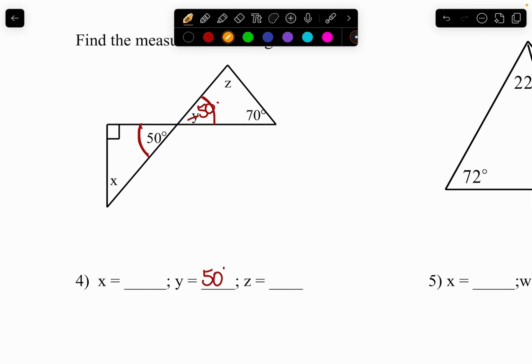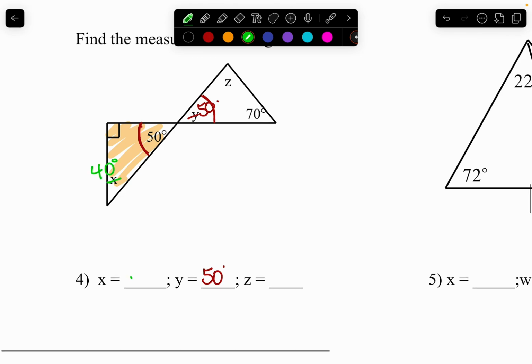I also know that over here I have a triangle, and so that bottom angle x is just part of that 180 degrees, so 180 minus 90 minus 50 will get me 40. So this angle down here, angle x, is going to be 40 degrees. And then the same thing can be true about angle z. It's inside of a triangle, so I can subtract 50 and 70 from 180, and I get that z is 60 degrees.